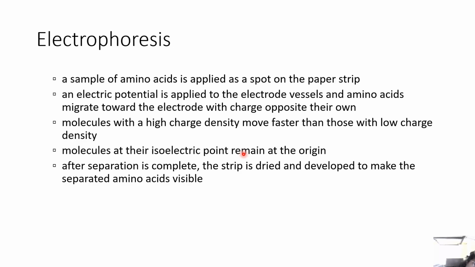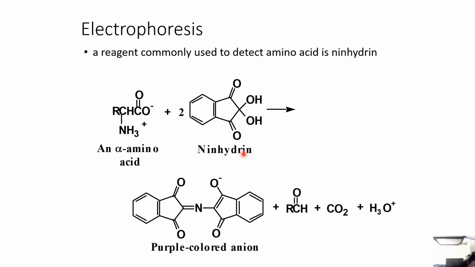After separation is complete, the strip is dried and developed to make the separated amino acids visible. A reagent commonly used to treat amino acids is ninhydrin. If an alpha amino acid reacts with ninhydrin, it forms a purple colored anion.